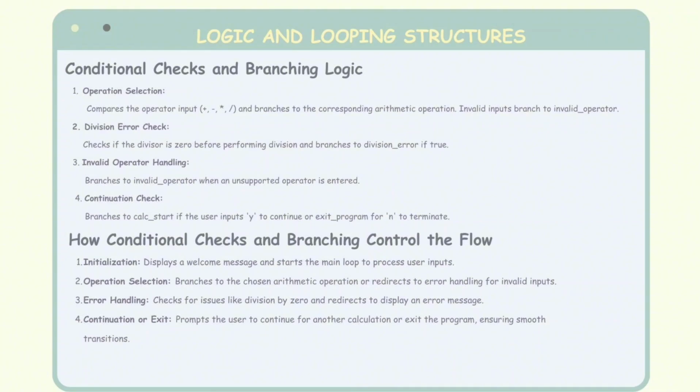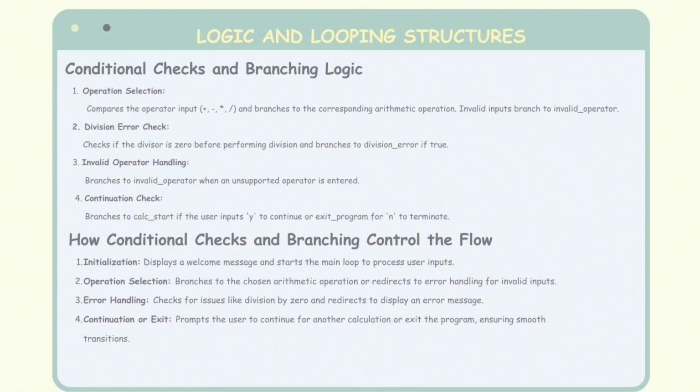First, operation selection. Branches to the correct operation, plus, minus, multiply, and divide, or invalid operator for invalid inputs. Secondly, division error check. Redirects to division error if the divisor is 0. Third, invalid operator. Handles unsupported operators by jumping to invalid operator. Lastly, continuation check. Restarts at calculate start on Y or exits the program on N. This ensures smooth and error-free operation. The program uses conditional checks and branching to manage control flow effectively.